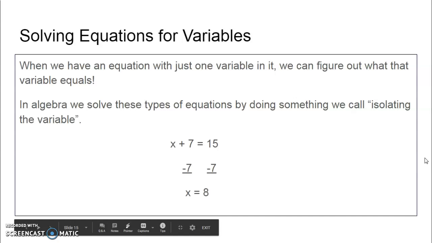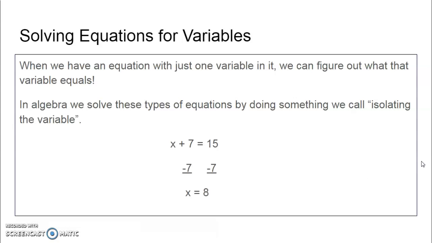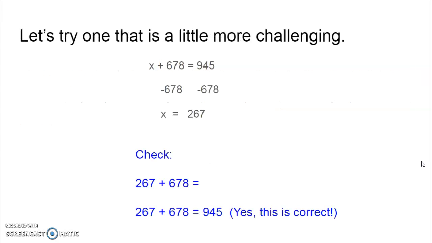Right, you might not have had to do that because you might have been able to do that in your head, but this becomes very useful when it gets a little more challenging. So let's say I had x plus 678 equals 945. Well, I can isolate the variable x by subtracting 678 from both sides. When I do this, this goes away because it becomes 0. So it leaves me with x. On this side, 945 minus 678 equals 267.